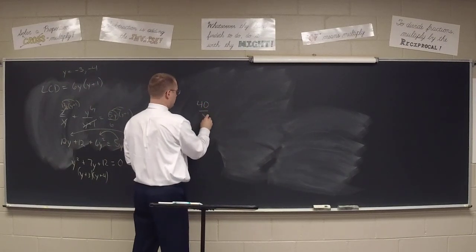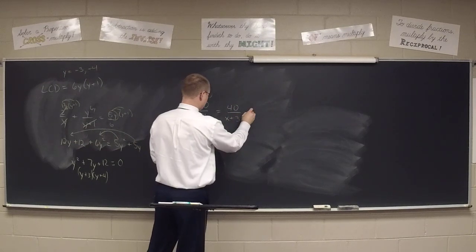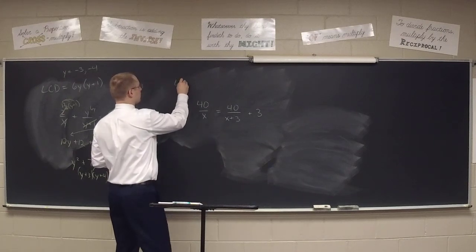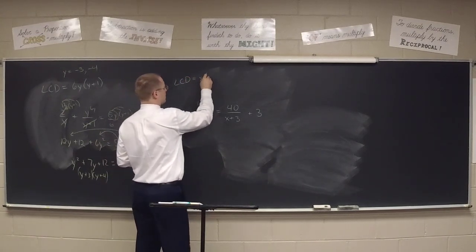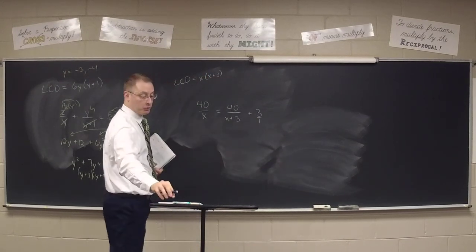What's the LCD here, Brecken? Number 28. Good, just x times x plus 3. Of course, the 3 here is technically over 1.